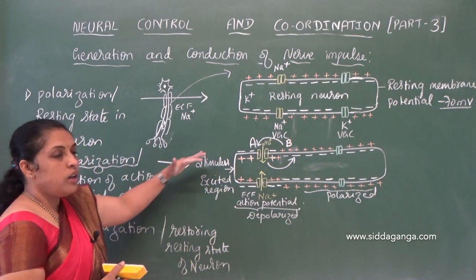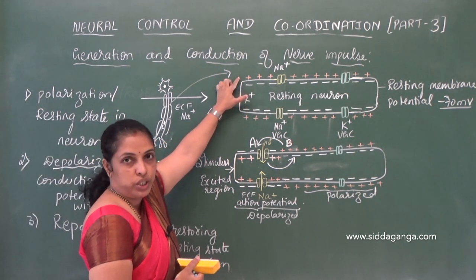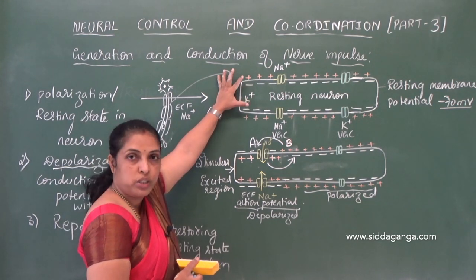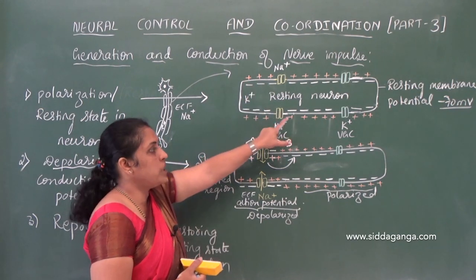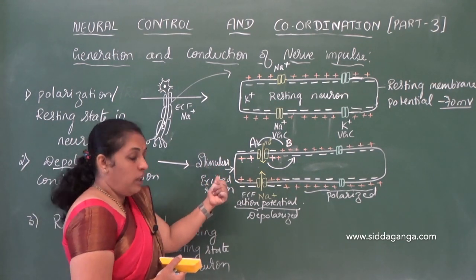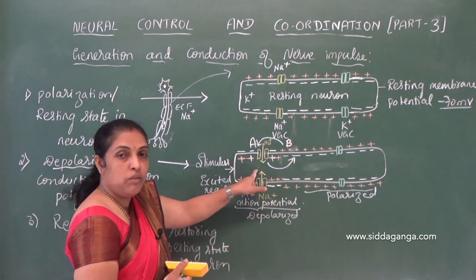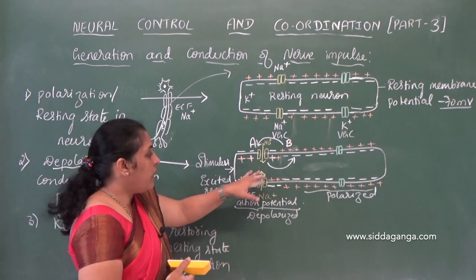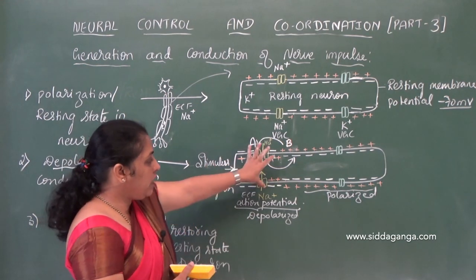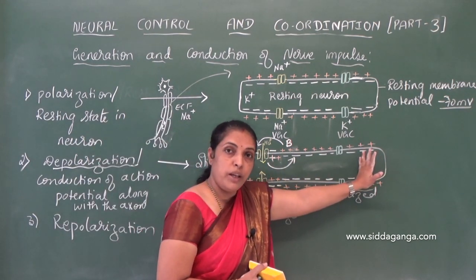Before going to the next stage, in resting neurons we see inner negative charge, outside positive charge. Why? Because the axolemma is permeable to potassium ions and impermeable to sodium ions and negatively charged protein molecules. But the voltage gated channels, both sodium and potassium, will be closed. When we apply a stimulus, in that excited region we see the opening of sodium voltage gated channels that results in influx of sodium into the axoplasm. That makes reversal of polarity, the outside becomes negative and the inner becomes positive, and that is seen in a localized area, only a part of the axon. The remaining axon will be at resting state, or in polarized state.